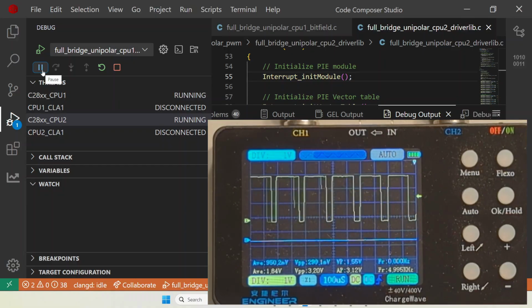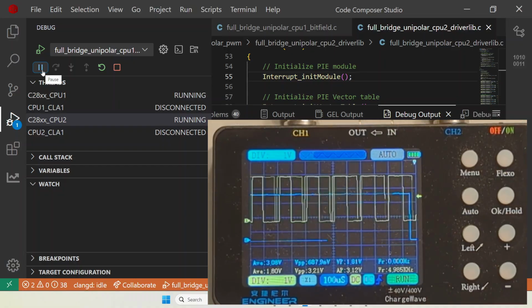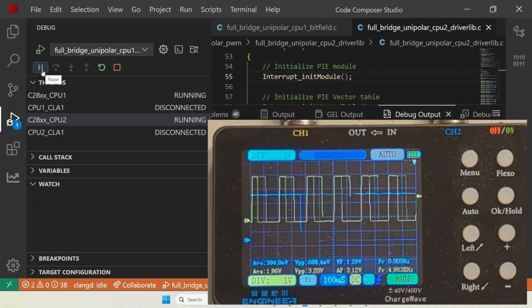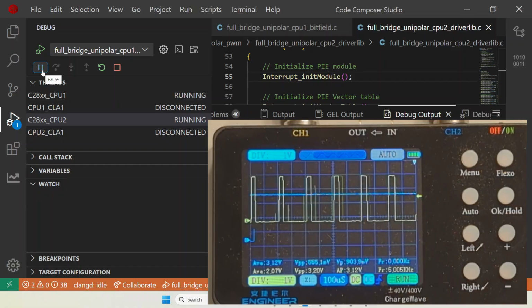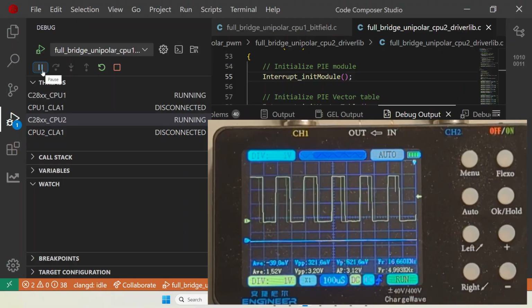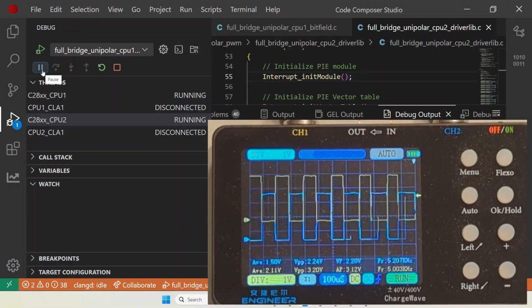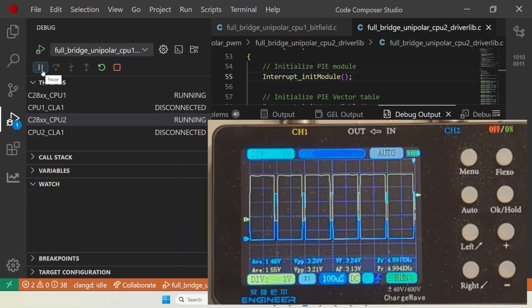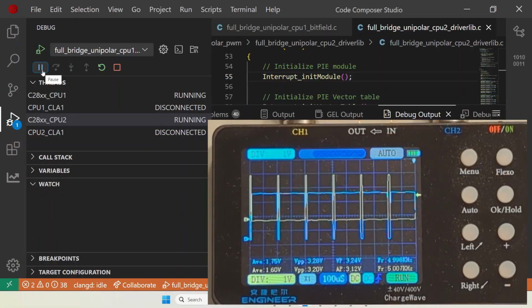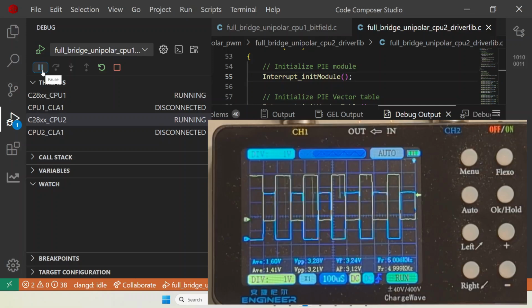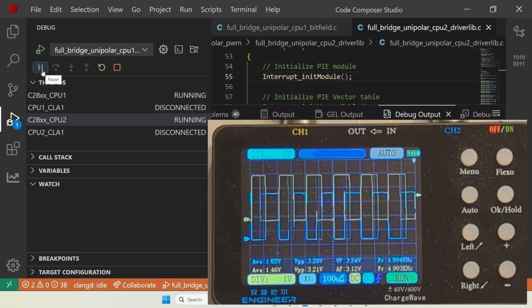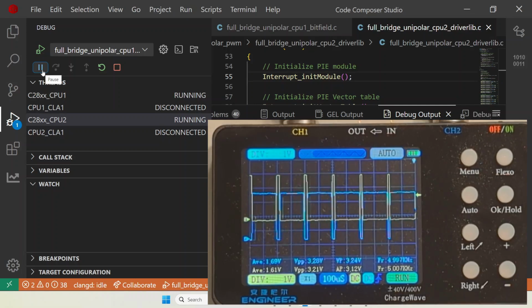So this shows how S1 and S2 are operating at 50 Hz, while S3 and S4 are operating at 5 kHz. And just for the sake of one last comparison, let me connect this to S4. Now you will see both S3 and S4 are connected to the oscilloscope channels, and this is exactly the same result we saw in the previous experiment with bipolar PWM.